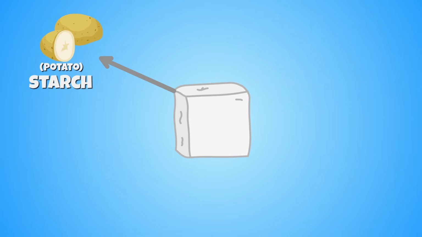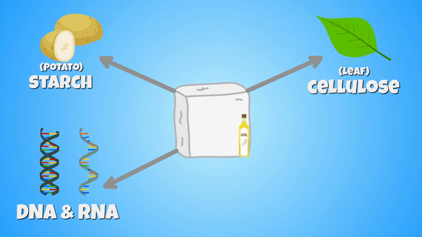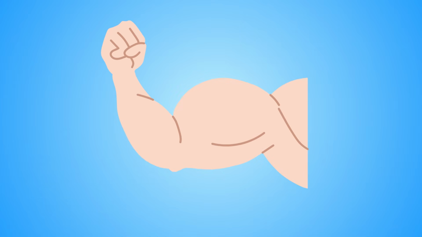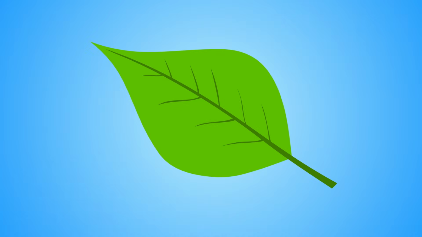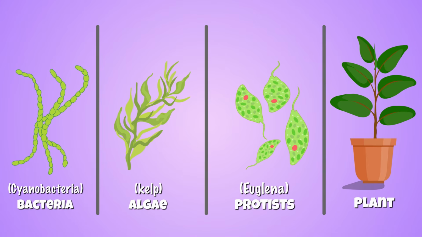These sugars can be used to make other molecules such as starch, which is plant food, cellulose, which makes up the plant cell wall, sugars to make DNA and RNA, as well as fats and proteins. We use these same sugars to fuel chemical reactions in our own body. Even the proteins and fats present in plants can be made by chemical reactions using these foundational sugars. Other photosynthetic organisms, such as bacteria, algae, and protists, perform similar reactions to survive.